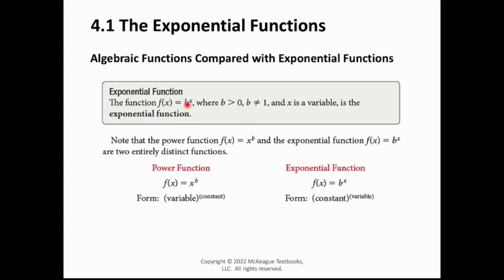The reason why we don't want b equal to 1 is because if we have 1 to the x, no matter what we plug in there for x, our answer is going to be 1. 1 to the fifth is 1, 1 to the negative third is 1. So that would no longer be an exponential function. That would be just a horizontal line, a constant function. So it's not really that b cannot be 1, it's just that if b is 1, it's no longer an exponential function.